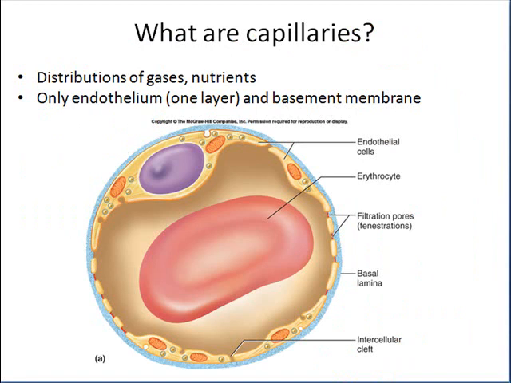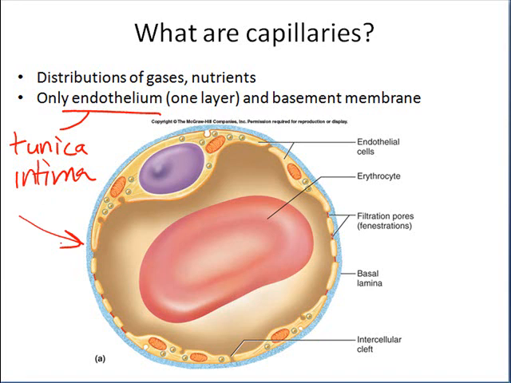Capillaries are unique among blood vessels in that they only consist of a single layer. Remember, I told you typically there's those three layers, the tunica externa, the tunica media, the tunica intima. Well, in capillaries, there's only a single layer, and that's the endothelium or the tunica intima, meaning that these capillaries are a single cell layer thick. They are just made of simple squamous epithelial tissue, and here is a capillary in cross section.